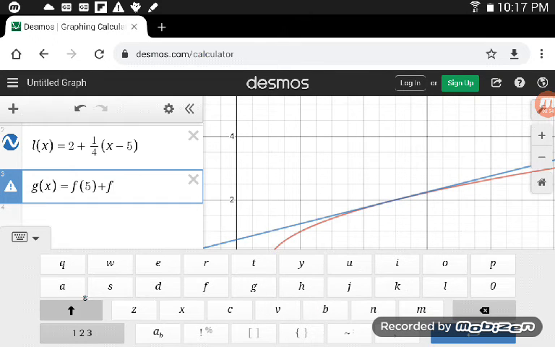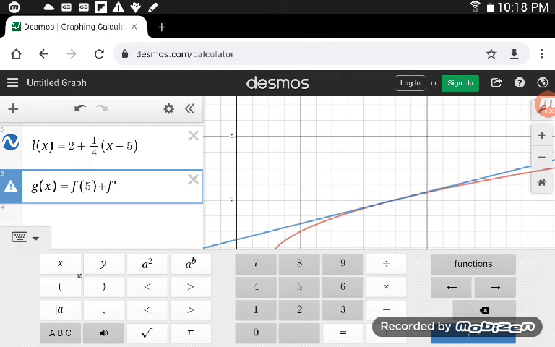If I do some sort of shift, yep, and then f prime at 5. Okay, close that. Times x minus 5. So x minus 5. And look at that. Right on top. So here, notice I never actually had to figure out what that slope was. Desmos figured it out for me with the f prime of 5.